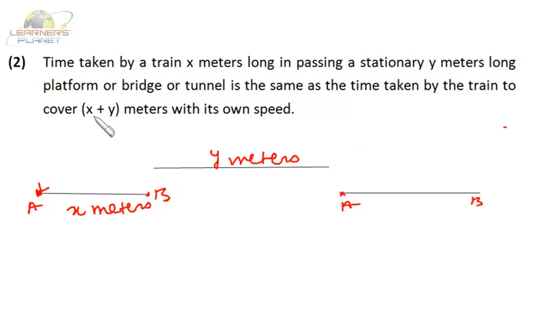So the time taken by this train in passing this platform or tunnel or bridge is the same as the time taken by the train to cover x plus y meters with its own speed. Since we have discussed that this point will be covering x plus y distance, according to the speed of the train, it will take time to cross this platform. This can be a stationary platform, a bridge, a tunnel, or even another train which is just standing over there. So in all the cases, the total distance which this last point has to cover is x plus y meters.